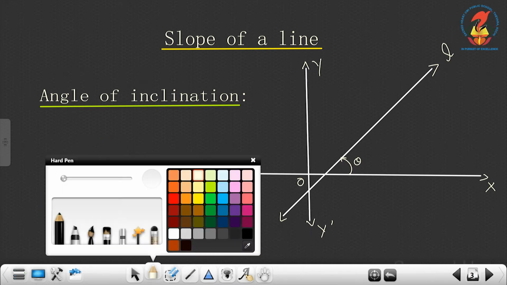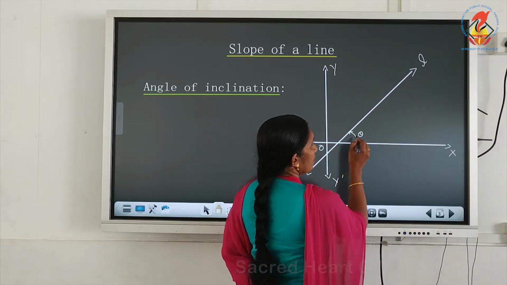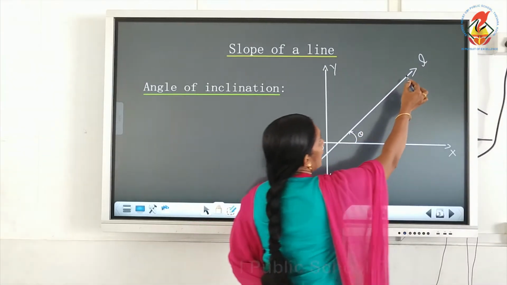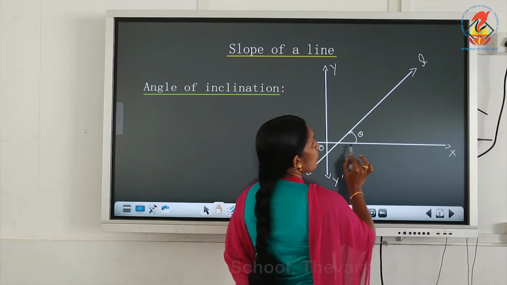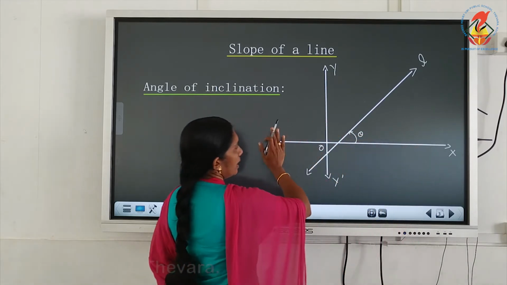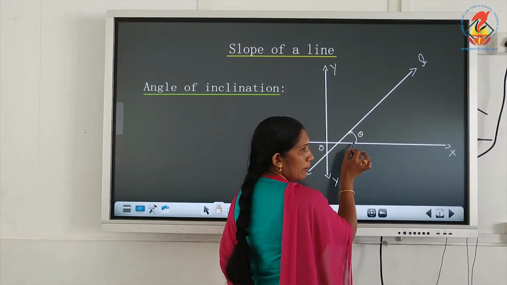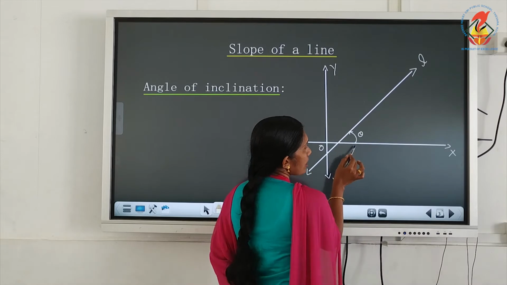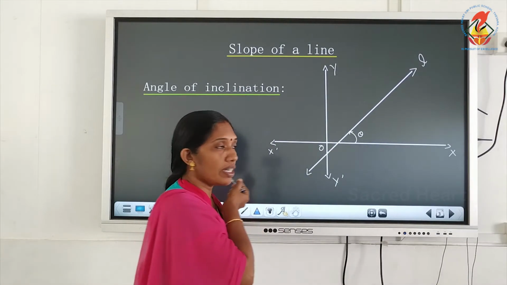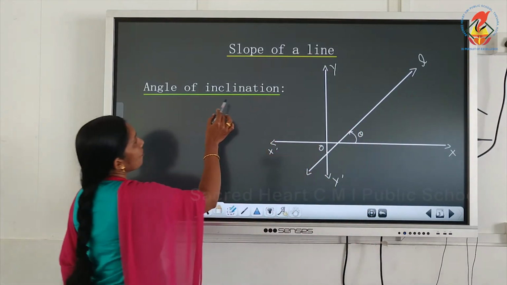Now what is angle of inclination? So look at the figure. Here the line L, the angle theta. Angle of inclination means it is the angle made by this line L with a positive direction of x-axis. Positive direction means this side is positive. When we take this side of x-axis, values are negative. So, the angle made by the line L with positive direction of x-axis and measured in anti-clockwise direction. It is not clockwise, it is anti-clockwise direction. So, this angle is known as angle of inclination.